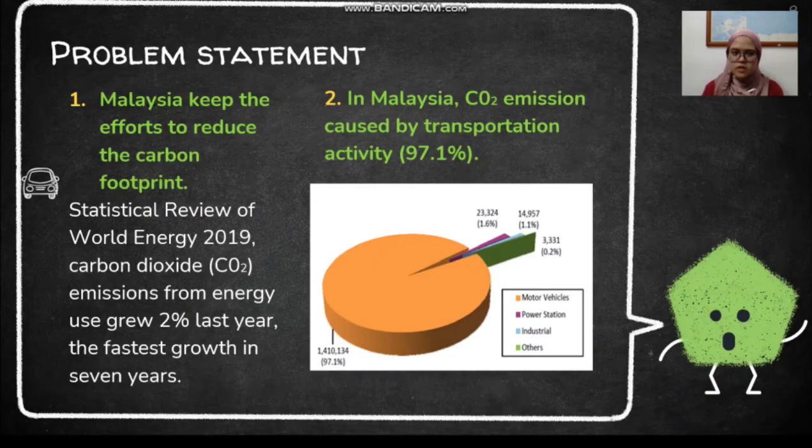I will continue with the problem statement regarding this issue. The first problem statement is that Malaysia keeps making efforts to reduce the carbon footprint. This can be seen from the Statistical Review of World Energy 2019, where carbon dioxide emissions from energy use grew 2% from last year, which is the fastest growth in 7 years. The second is that in Malaysia, carbon dioxide emission is caused by transportation activity by 97.1%. The others are contributed by power stations and industry.